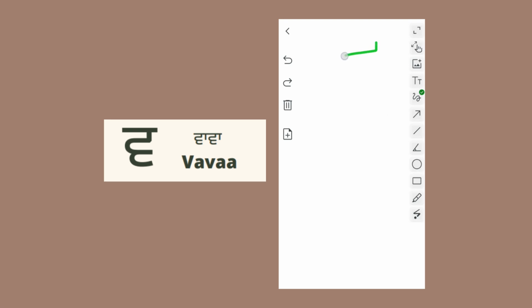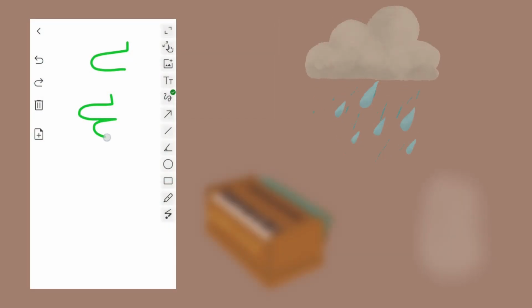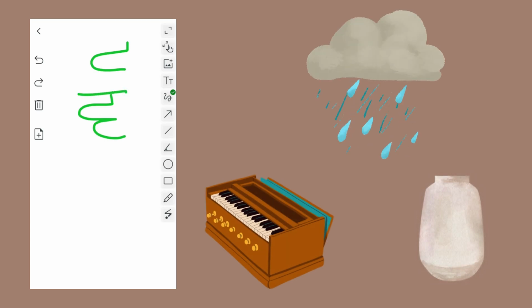You write the vertical line followed by the English looking C as well as a smaller c right underneath it. Close it on top and this becomes the letter Vavva V in Gurmukhi. Vavva V Vaja. Vavva V Varkha or a vase in English.